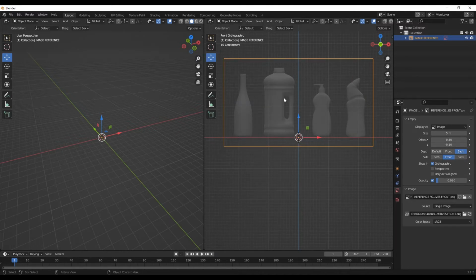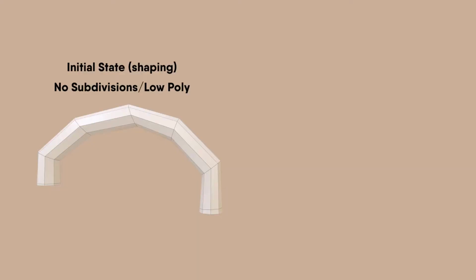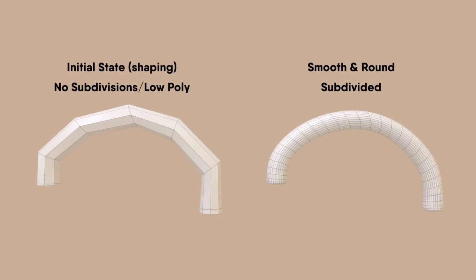So before I bring our cylinder in, note that we'll be starting with low segments to model our product, and then later we'll smoothen those low segments with a subdivision surface. So that means our model will first look like this, and then it will look like this after it's subdivided.